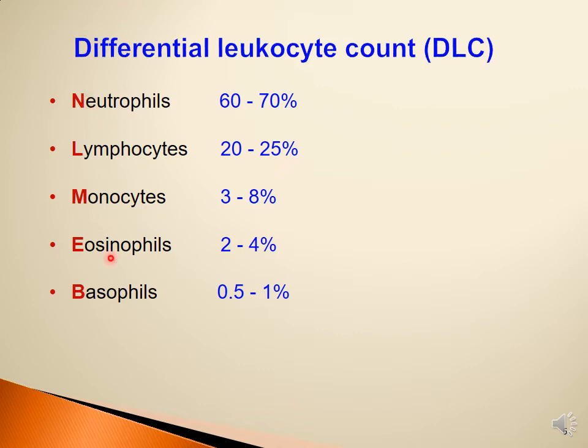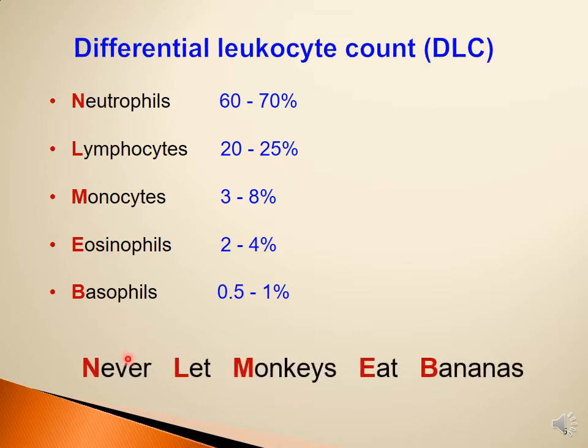To make memorization easy, there is a mnemonic that lets you remember the abundance of the white blood cells: Never let monkeys eat bananas, where the N stands for neutrophil, L for lymphocytes, then monocytes, then the E in eat for eosinophils, and finally B for the basophils.